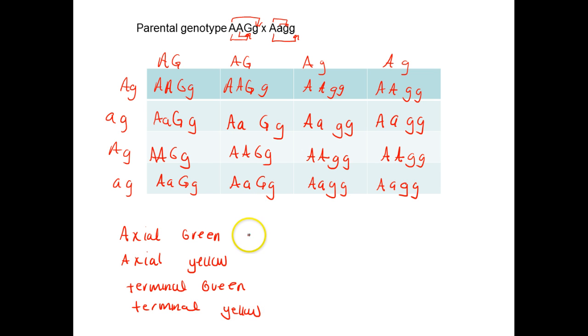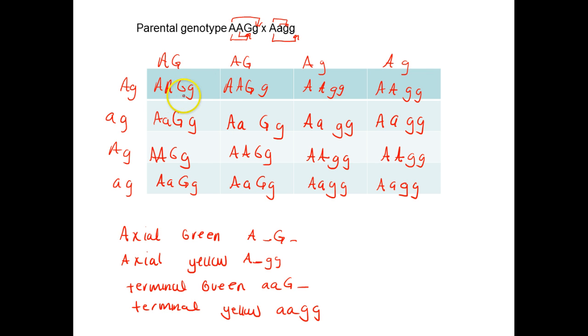Okay, so these are my 4 possible phenotypes. To have axial green, I should have at least 1 big A and 1 big G. To be axial yellow, it has to be at least one big A and GG, and this has to have small a, at least one big G, and this has to have small a, small g, small g. Okay, so let's see what we have here.